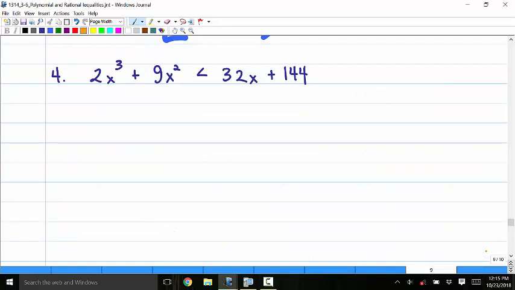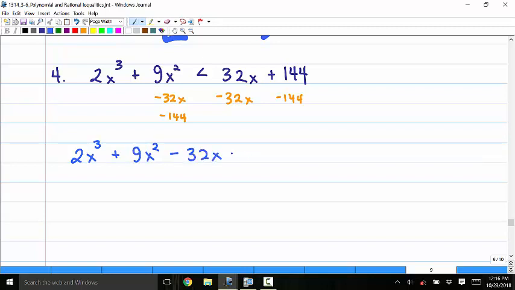Okay, here we go. Last example for the day. 2x cubed plus 9x squared less than 32x plus 144. We need to get 0 on the right, correct? So I want to subtract 32x from both sides and subtract 144 from both sides, right? So my polynomial inequality becomes 2x cubed plus 9x squared minus 32x minus 144 less than 0. I need to factor that somehow.